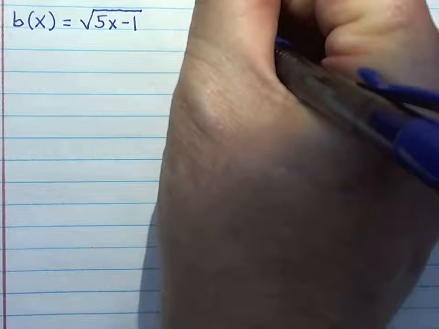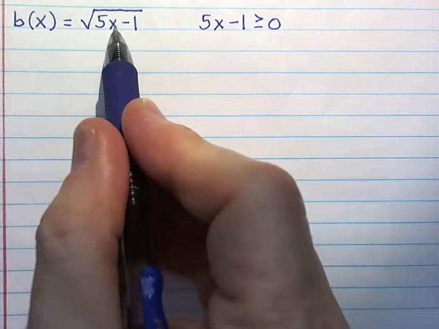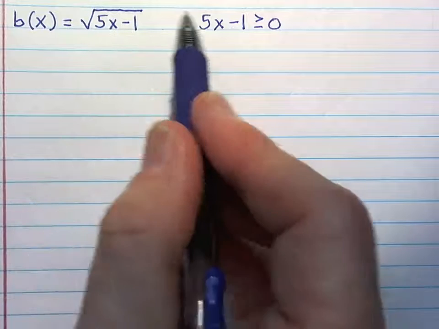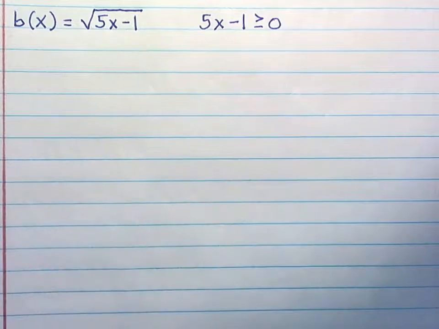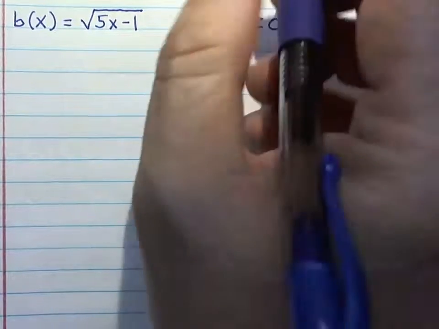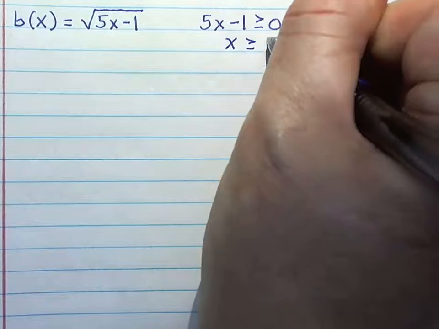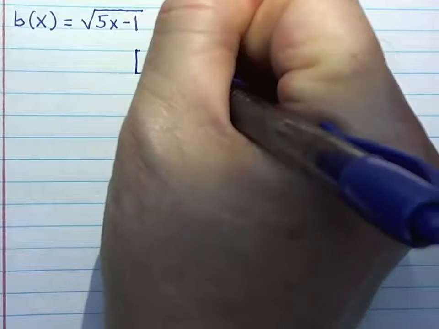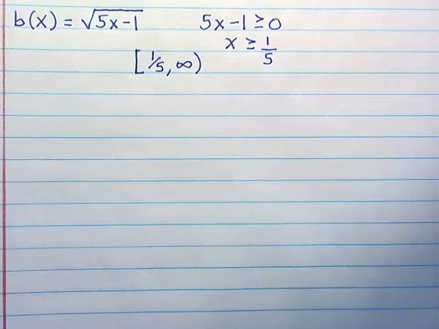Okay, for this one, this is like another case where we're saying 5x minus 1 has to be greater than or equal to 0. You can take the square root of 0, you can take the square root of these positive numbers, but if you let x be anything that makes this less than 0, then you're going to be taking the square root of a negative number, and that gets you into the imaginary numbers. So this one is 5x minus 1 has to be greater than or equal to 0. That means that x has to be greater than or equal to 1/5. And interval notation would be 1/5 to infinity. Like that. That's the interval notation.